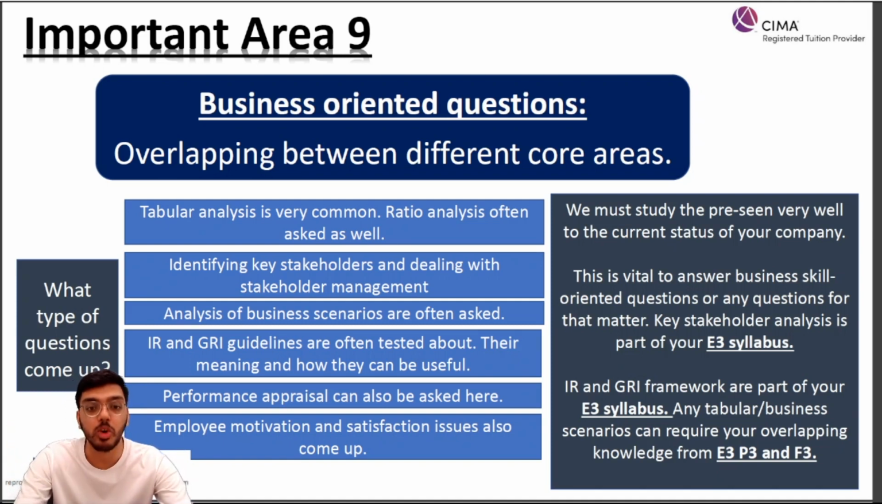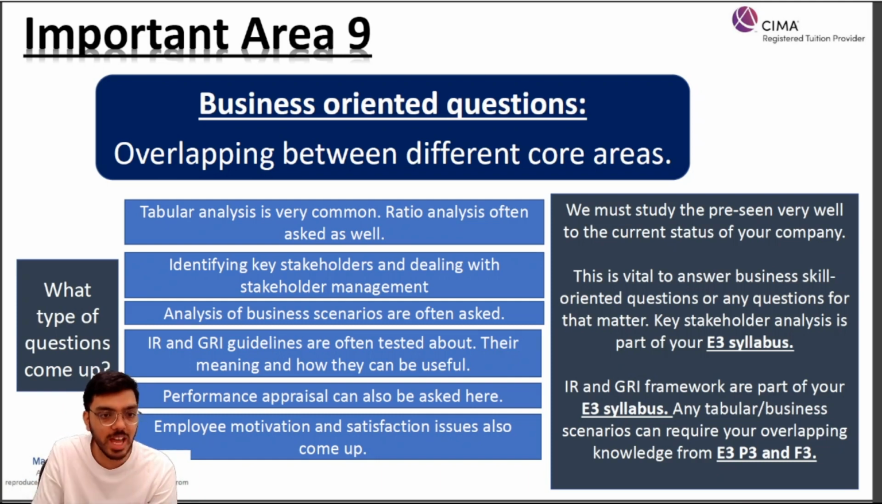Then the IR framework and the GRI guidelines, which are newly introduced into your 2019 syllabus, often come up. Performance appraisal can be asked. How do you appraise the performance of an employee or a department? How do you motivate your employees? How do you keep your employee satisfaction at a high level? All of these are simple business type questions that do come up, but to answer them, one of the major abilities should be to know the pre-seen very well, to know your company very, very well. This is vital to answer business skill oriented questions, or any questions for that matter.